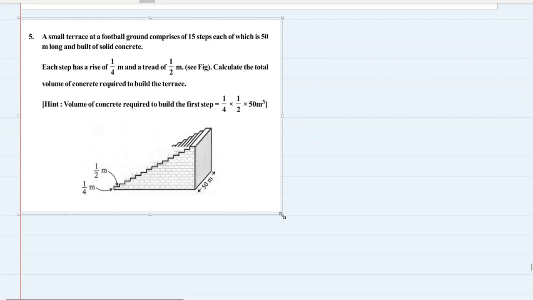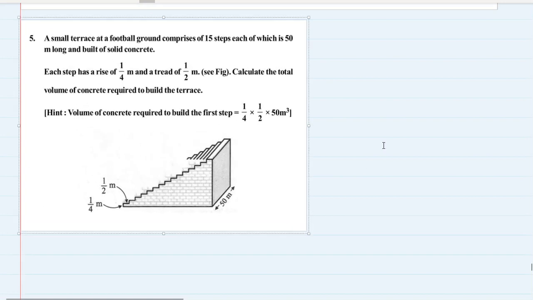A small terrace at a football ground comprises 15 steps, each of which is 50 meters long and built of solid concrete. So in total there are 15 steps and each length is 50 meters. Each step has a rise of 1 by 4 meter and a tread. Tread means the width of the step, which is 1 by 2 meter. Height is 1 by 4, width is 1 by 2. The figure shows it. Calculate the total volume of concrete required to build the terrace.